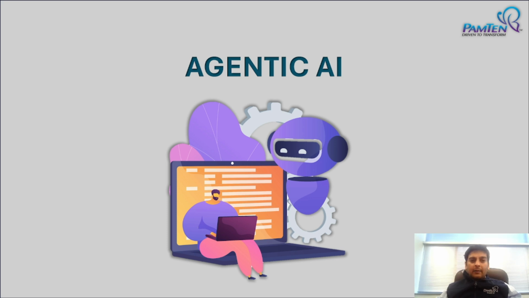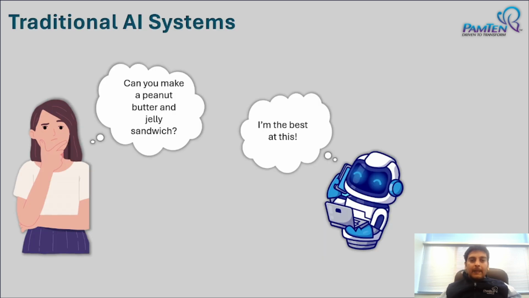So recently there have been a lot of developments in the field of AI, and especially for the year 2025, it will be Agentic AI, which will push the boundaries of autonomous decision making. Now, before we understand what exactly is Agentic AI, we'll understand how our traditional AI systems work and what are their limitations.